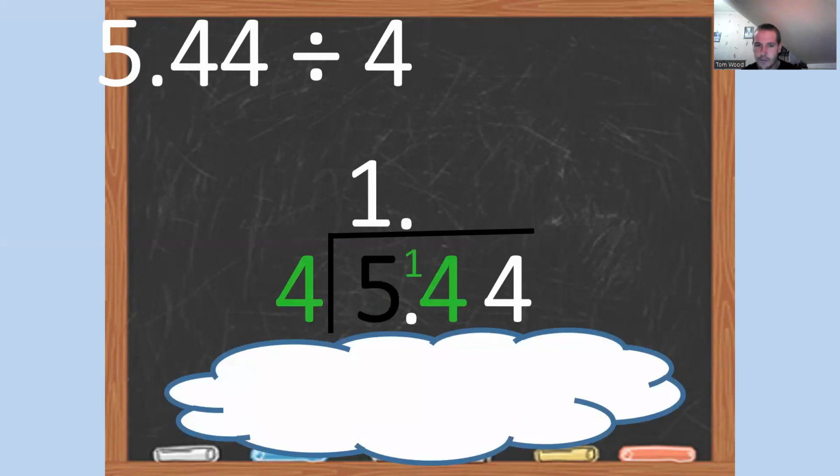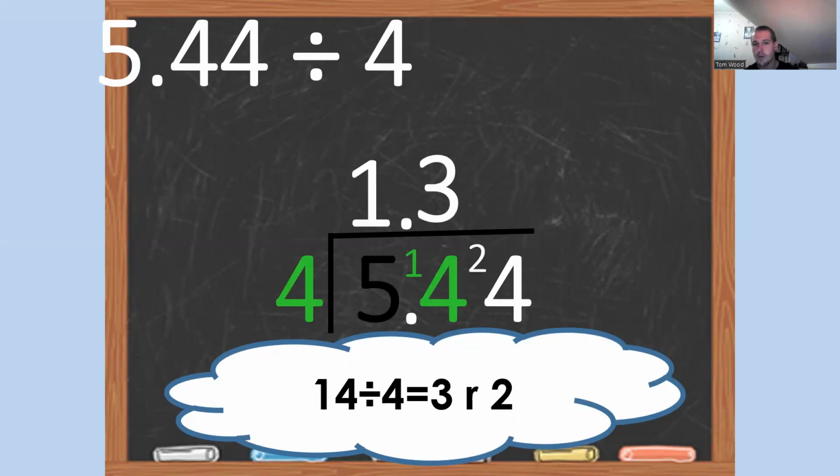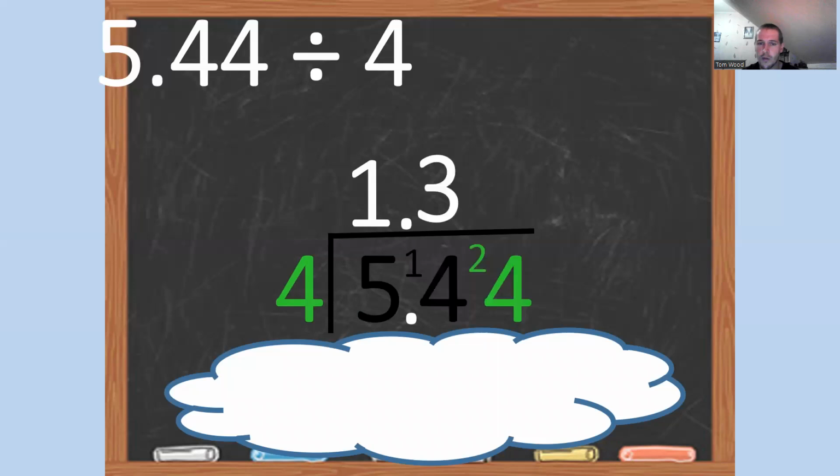Then we have 4's into 14. Okay, that's going to go in 3 times with the 2 remainder, which moves over again. And then we have 4's into 24, and that's going to give us 6. So in this example, no problems either. We are just doing the exact same thing. The fact there's a decimal point there doesn't change anything. All of our numbers always get 10 times bigger in those columns.